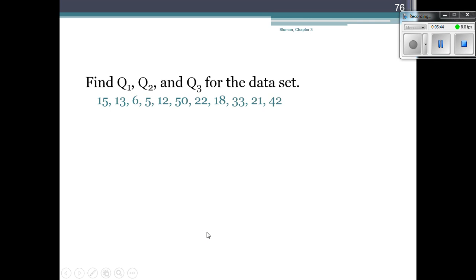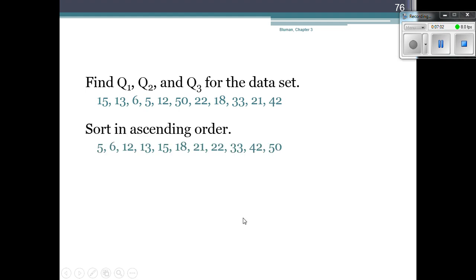I'm going to show you one more example with 11 pieces of data, because something different happens there. And I'm going to show you another way of finding quartile 1, quartile 2, and quartile 3. It's basically the same thing, it's just the numbering system is a little bit different. Okay? You pick which one you like better.